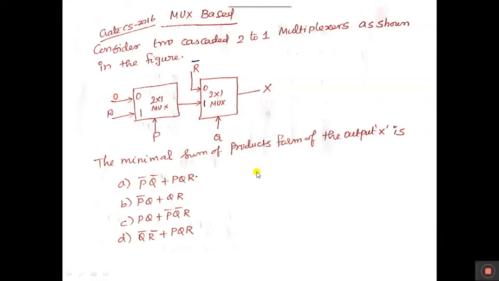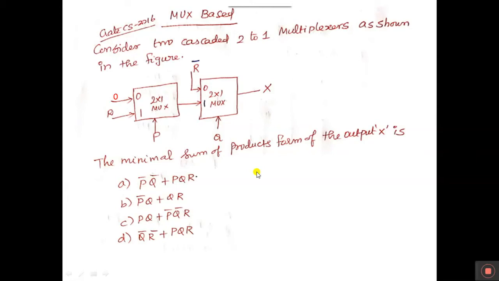Okay, let us start our discussion. This question is based on multiplexer. The question asked in computer science, GATE 2016. The question is, consider two cascaded 2x1 multiplexers as shown in the figure. Structure is given in the figure.